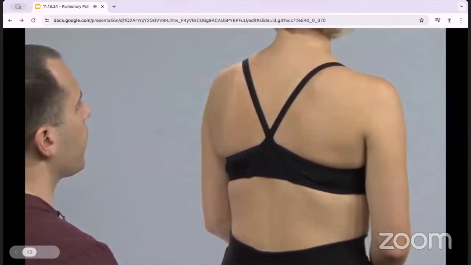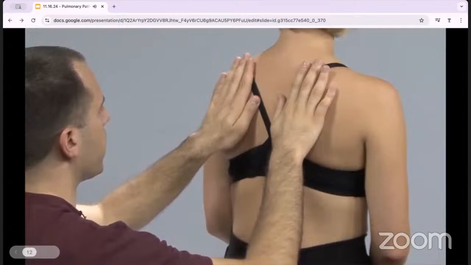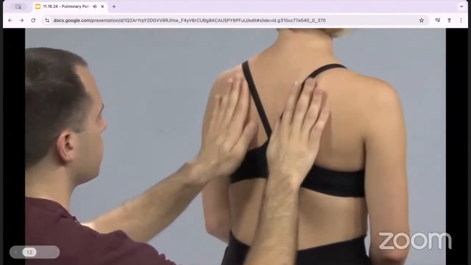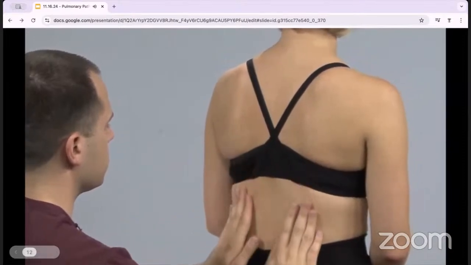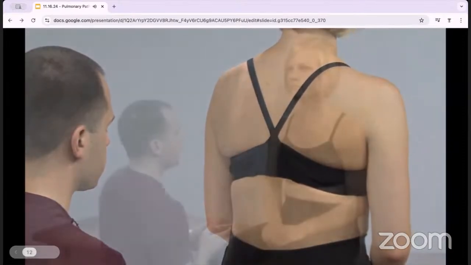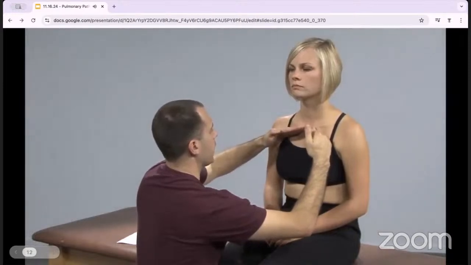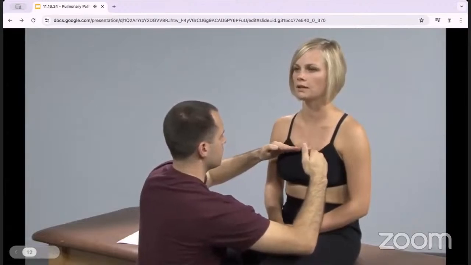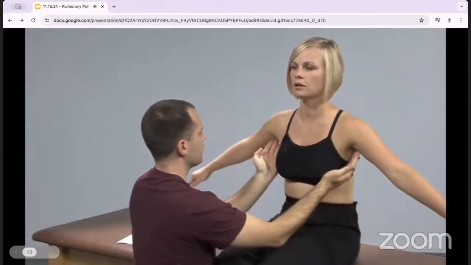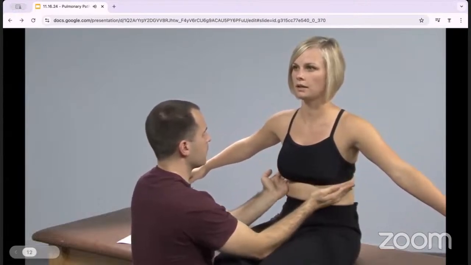The second way is to place the palmar surface of the fingers against the chest wall and again have the patient repeat the phrase 99. 99, 99, 99. The test should be repeated from the front, again going from top to bottom. Again, have your patient say 99. 99, 99, 99.